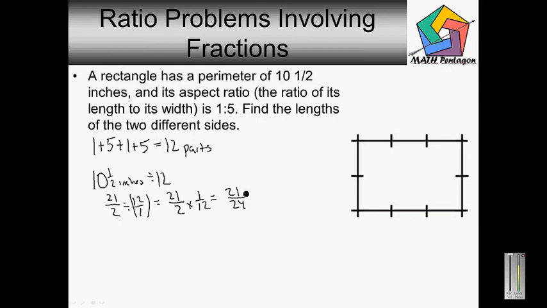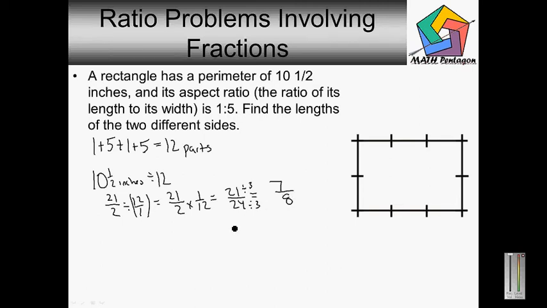So we have 21 over 24, but this can be reduced. We can divide both by 3. So 21 divided by 3 is 7, and 24 divided by 3 is 8. So now we have 7 over 8.